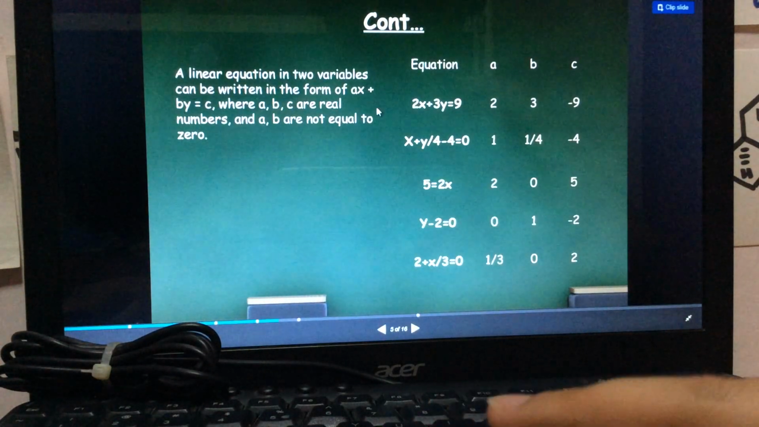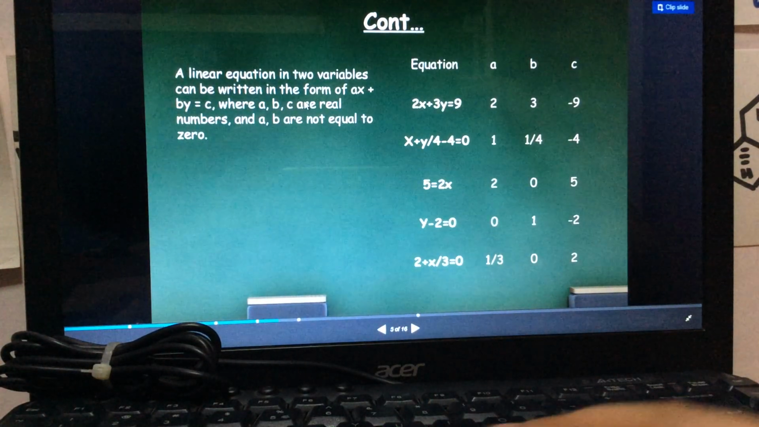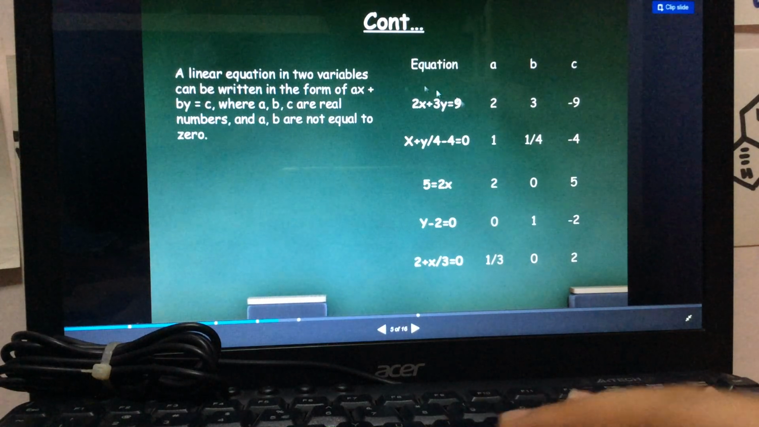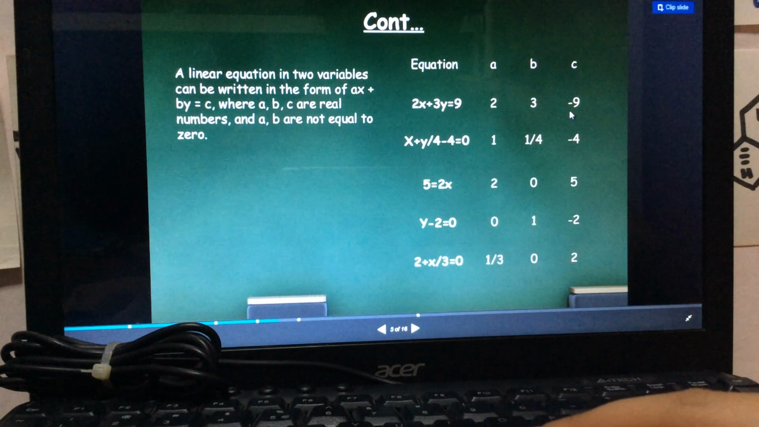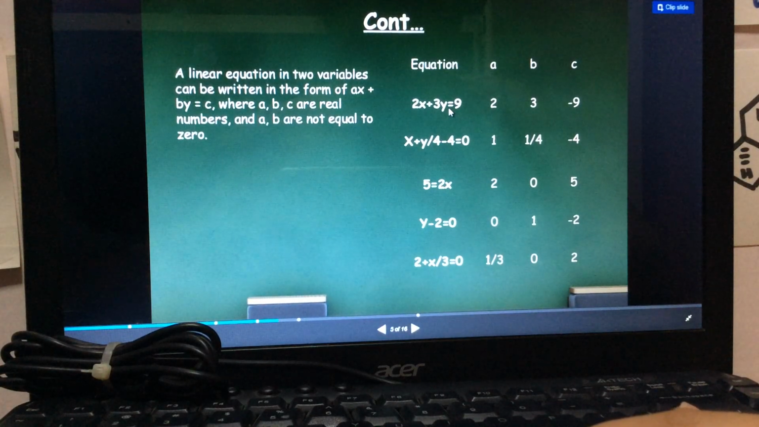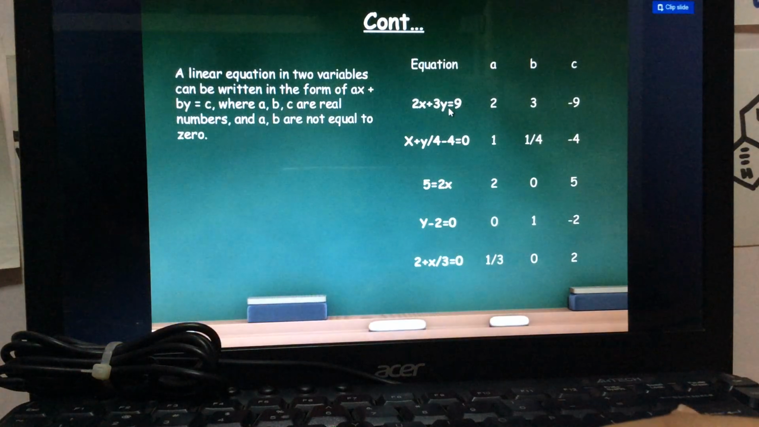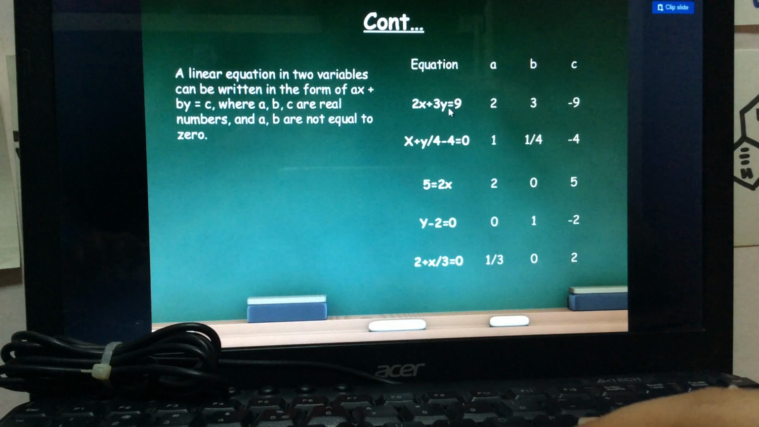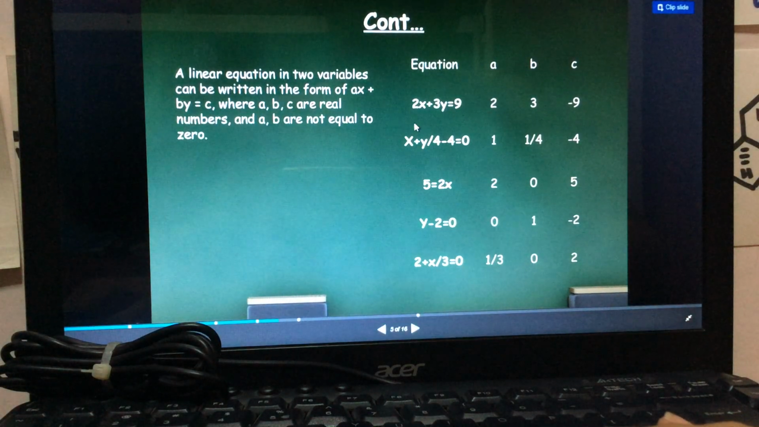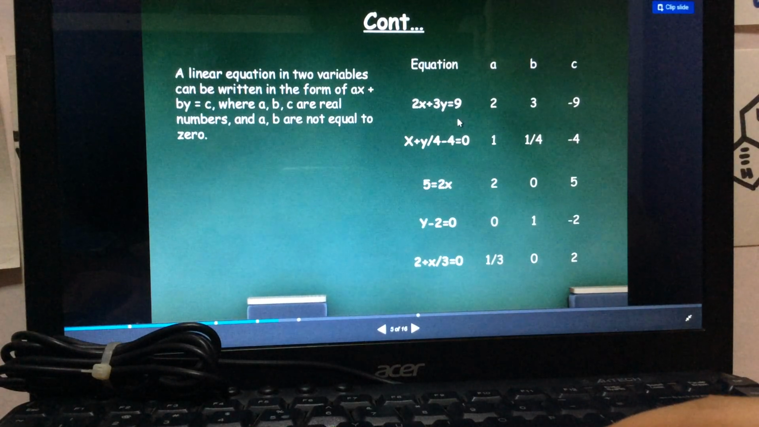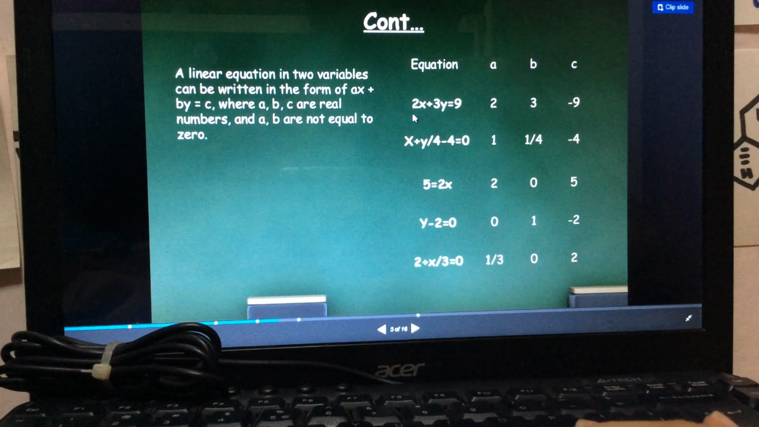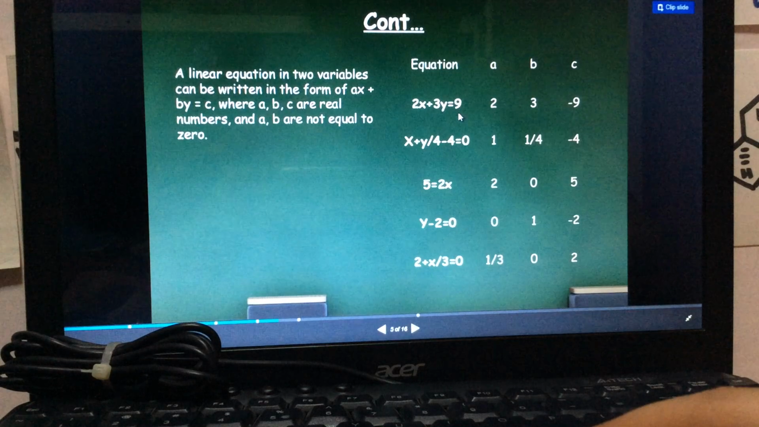A linear equation in two variables can be written in the form ax plus by equals c, where a, b, c are real numbers and a, b are not equal to 0. So, example, 2x plus 3y equals 9. So a is 2, b is 3, and c is 9.